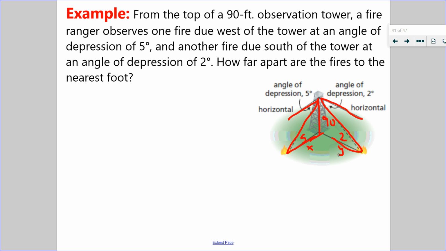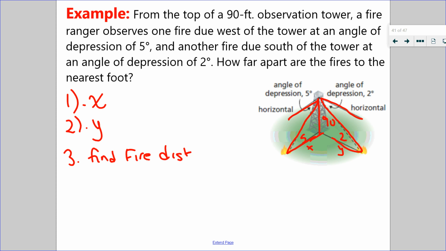So this is going to be a 3-step process. I'm going to find side X in the left triangle. I'm going to find side Y in the right triangle, and I'm going to use those in a third triangle, and I am going to find the distance between the fires. So find the fire distance. We're going to have to do this in 3 steps. So let's start with step number 1.